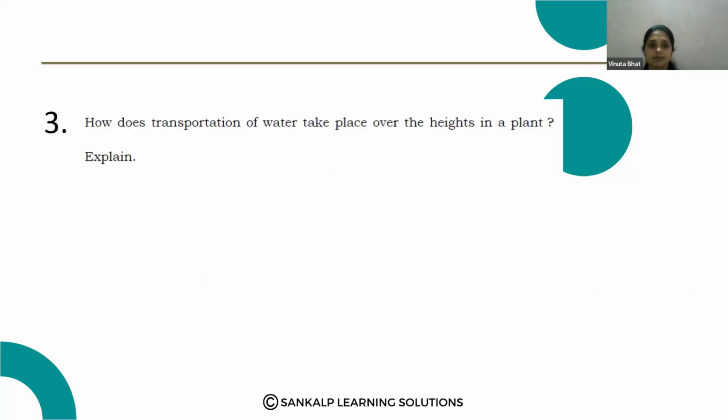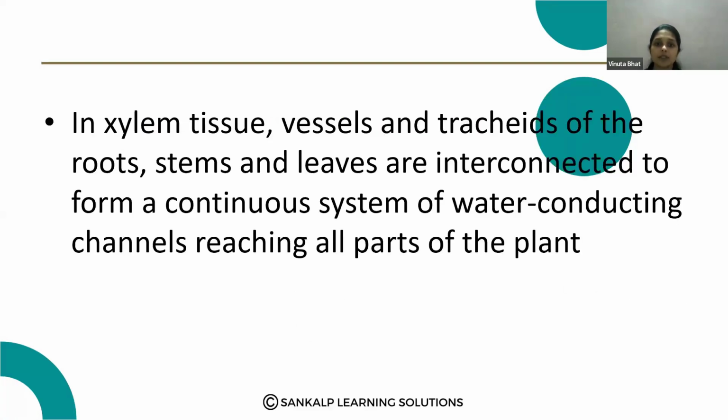Next question. How does transportation of water take place over the heights in a plant? Explain. In the xylem tissue, vessels and tracheids of the roots, stems and leaves are interconnected and they form continuous water conducting channels reaching all the parts of the plant.